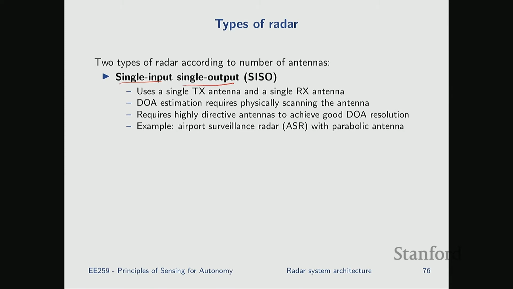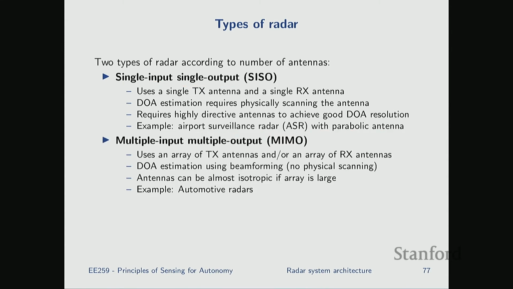If you only have a single TX, single RX, there's nothing you can do when it comes to direction of arrival estimation. There's nothing you can do in DSP. Your only hope is to use very directional antennas and physically scan them. And again, an example is the airport surveillance radars or ASRs. They have these parabolic antennas that they rotate, and these are very directional. So with just a single antenna, they can also do direction of arrival estimation, which is the angle the antenna is pointing to.